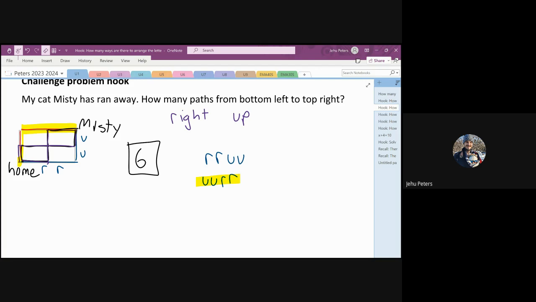So every rearrangement of these letters will correspond to exactly one path on the grid, which means if we can count all the rearrangements of the letters, we can count all the paths. And I mean, that's pretty straightforward. This is a word with 4 letters. There are 2 R's that are doubled up and 2 U's that are repeated. So we get 4 factorial over 2 factorial, 2 factorial, or 24 divided by 2 times 2, which equals 6.